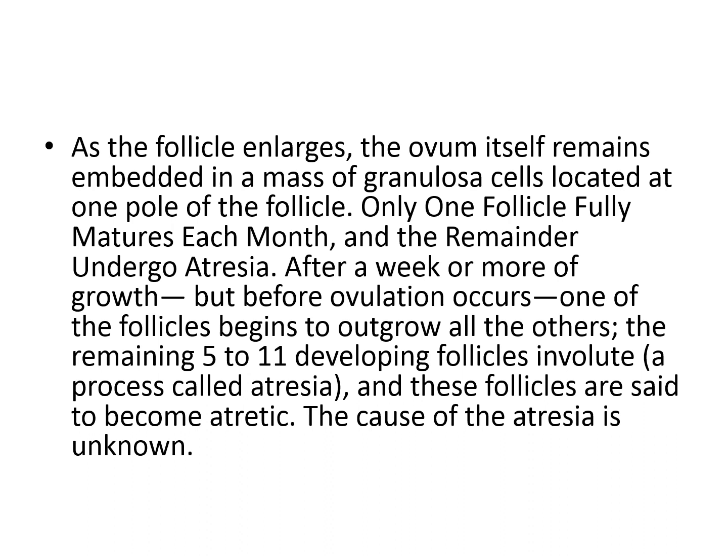As the follicle enlarges, the ovum itself remains embedded in a mass of granulosa cells located at one pole of the follicle. Only one follicle fully matures each month, and the remainder undergo atresia. After a week or more of growth, but before ovulation occurs, one of the follicles begins to outgrow all of the others. The remaining 5 to 11 developing follicles start to involute, a process called atresia, and these follicles are said to become atretic. The cause of this atresia is unknown.